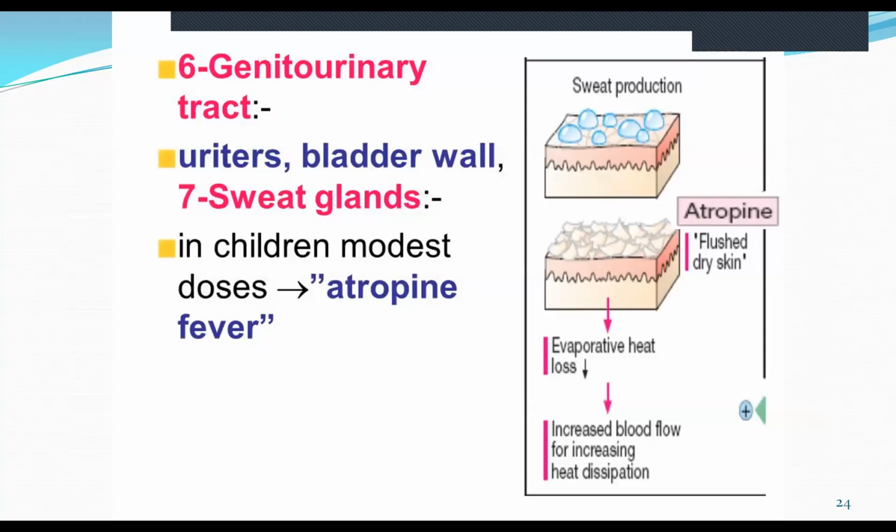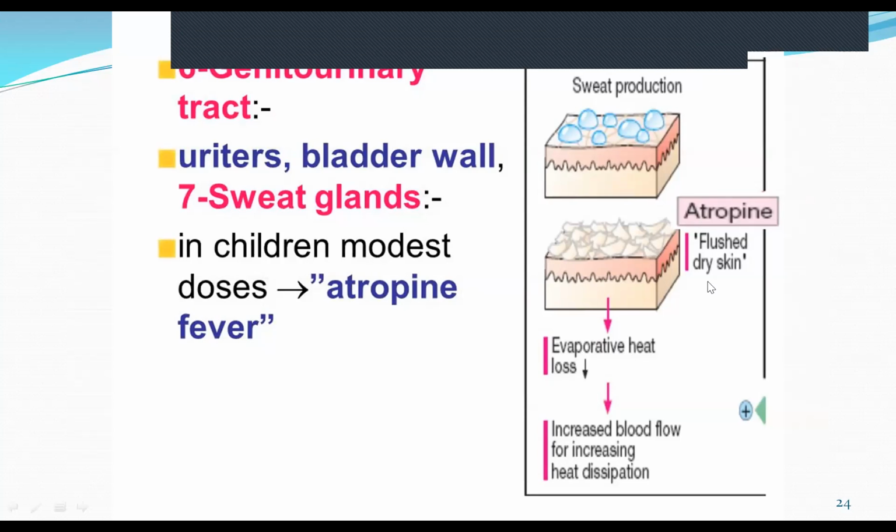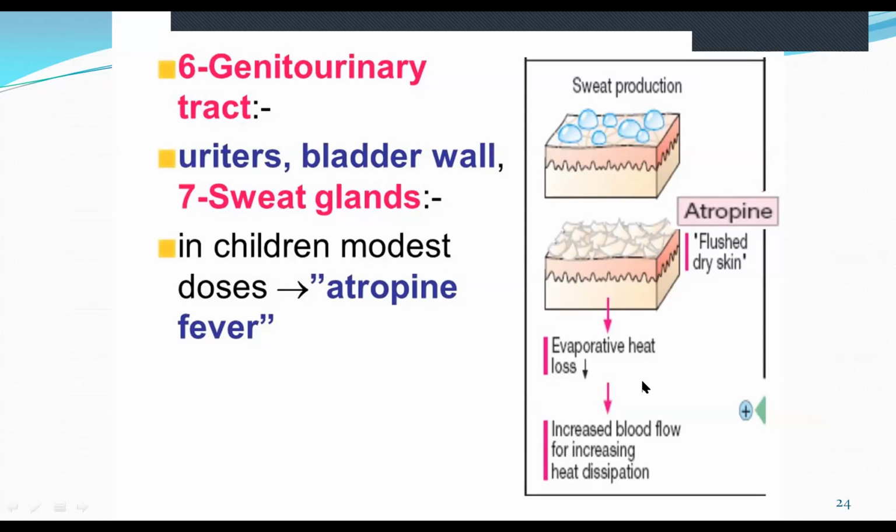Whereas in the sweat glands, atropine causes flushed, dry skin, so heat evaporative capacity is going to decrease, and increased blood flow for increasing heat dissipation occurs. Hence, the body temperature is markedly increased, which leads to atropine fever.